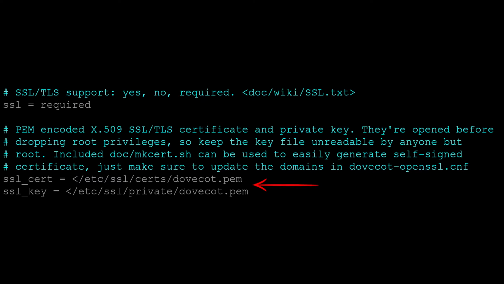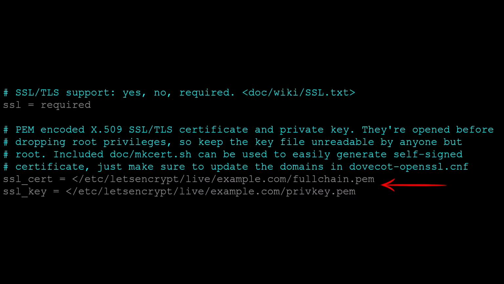Below that you can see that dovecot is using a couple of self-signed SSL certificates. We could use those, but we may as well use the proper trusted Let's Encrypt ones. Notice the less than symbol at the start of the file name. That tells dovecot to put the content of that file into the parameter and not just to use the name of the file as if it was a parameter.